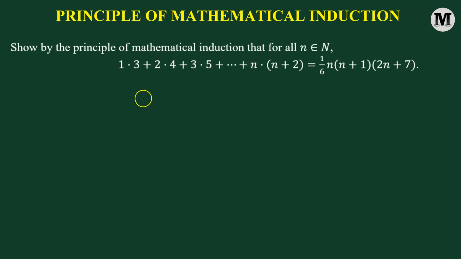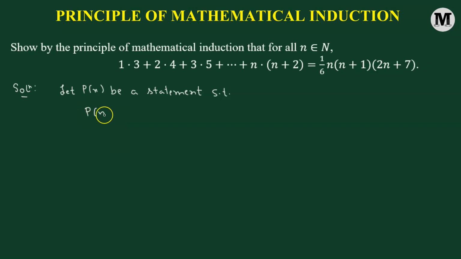Show by the principle of mathematical induction that for all n belonging to the set of natural numbers, the following equation is true. Let us begin. First, we are going to convert the given equation into a statement. For this, we will suppose that P of n be a statement. This is going to be a mathematical statement.